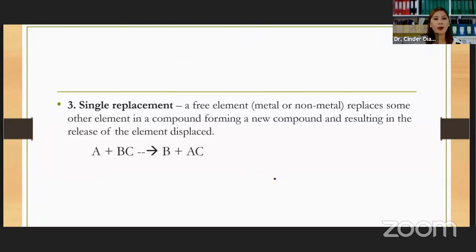Now, in this type of reaction, we are going to consider the reactivity series of metals. Now, which metal is more active than the other? So, yung less active, yung madi-displace, and the more active element will replace it in the reaction.